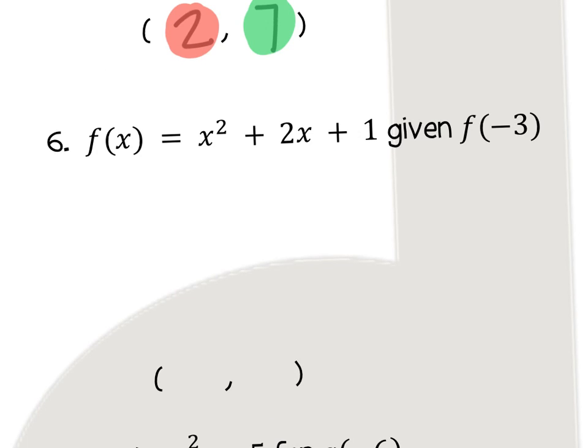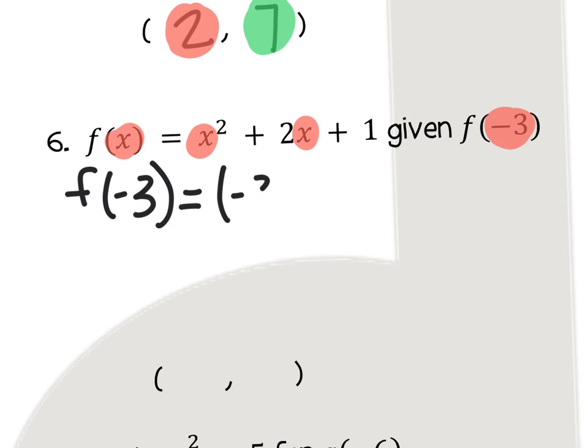Problem 6 gives us f of x equals x squared plus 2x plus 1, and they ask for f of negative 3. So again, they're telling us that our x value is negative 3. This time I have more than one x, but it doesn't change the way I do the problem. So I have f of negative 3 equals negative 3.